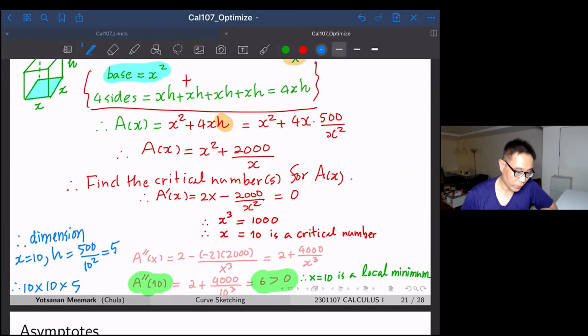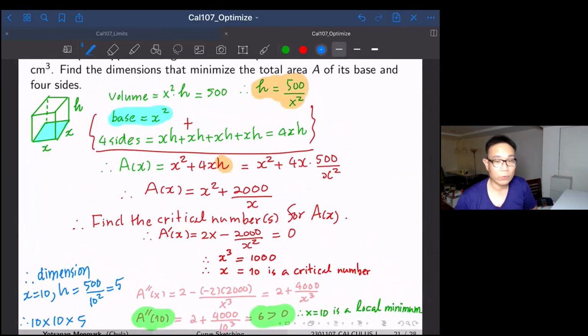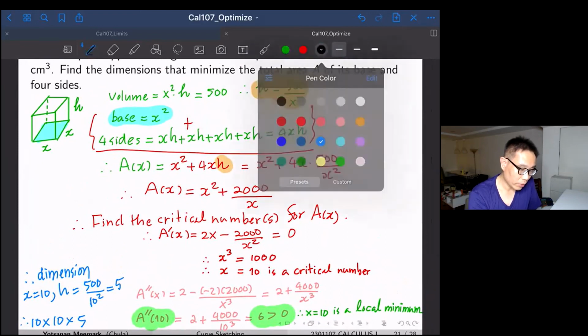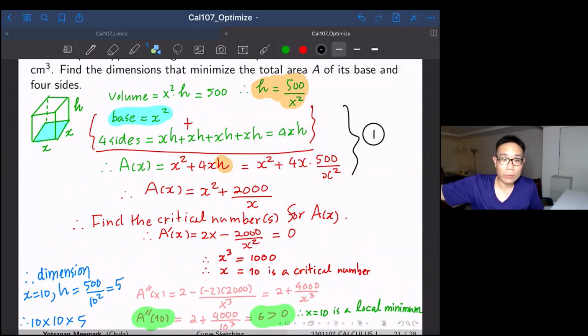So this one will give you the dimension of the box that is going to give you the minimum total area A. Okay, and this is how we solve this question. Let me conclude this question by steps. The first step will be you construct the function A, to put everything together from the information given in the question.